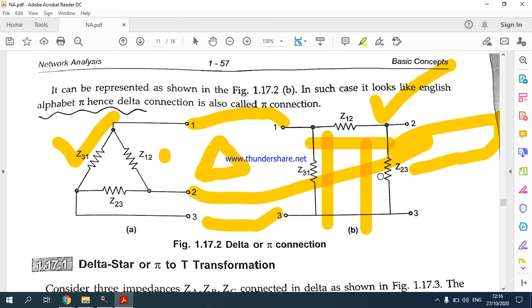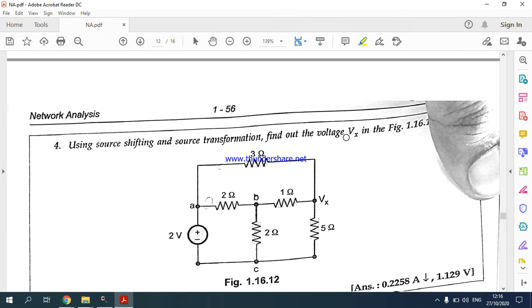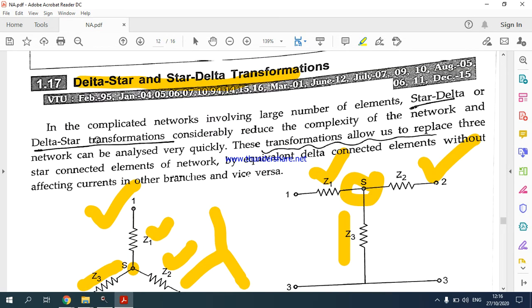Many times, whenever you are involved with many resistors and capacitors in the form of star or delta, sometimes you need to convert star to delta, delta to star. We'll see how to convert star to delta or delta to star. What is the procedure to convert that? So first we'll see what is the meaning of this star they have written.